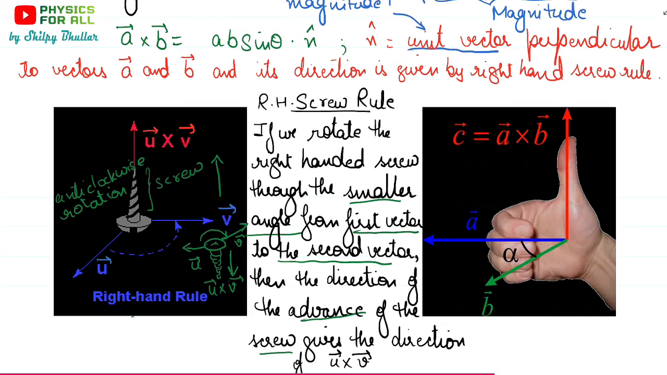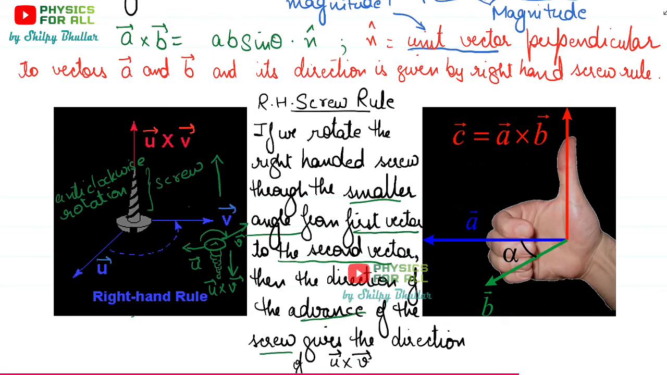If you are holding it in your right hand and you are rotating it in clockwise direction, like shown in the next diagram that I have drawn, then it will go downwards. So wherever the screw is advancing, that will be the direction of the final vector. It's easy to understand, and you can just do this yourself. Hold the screw in your right hand and try rotating it. You would know where it would go.